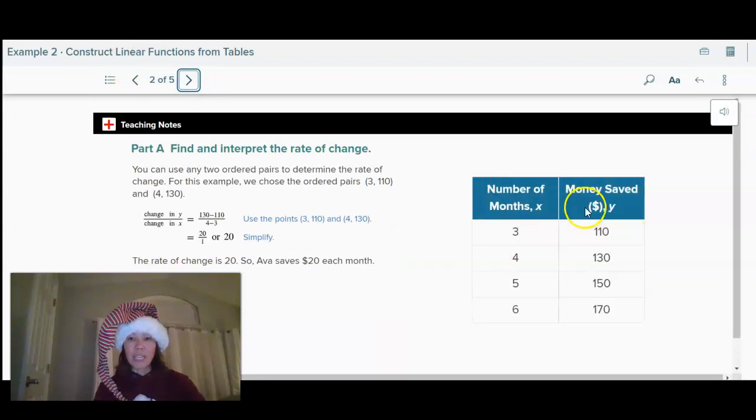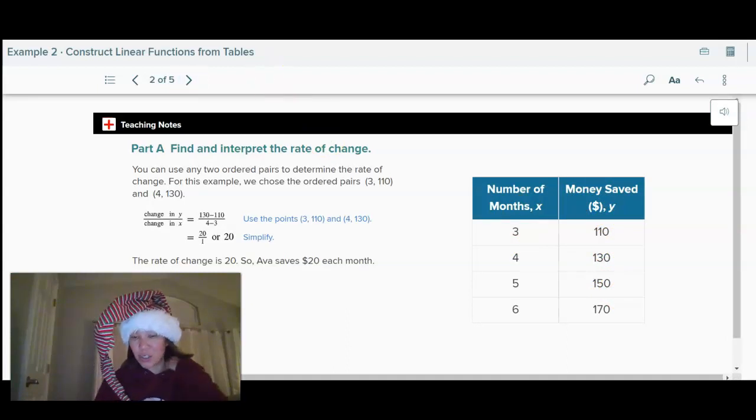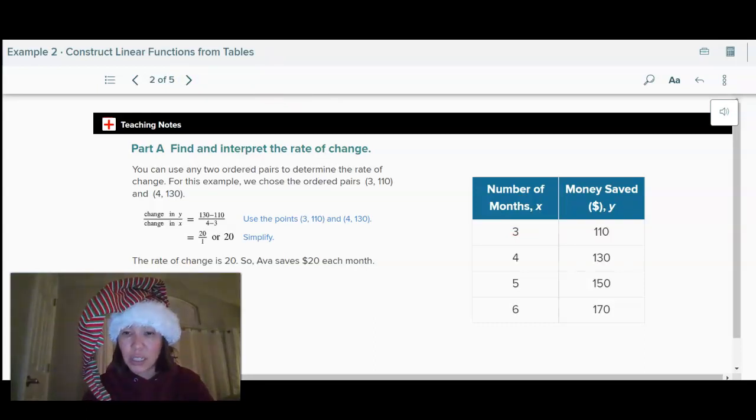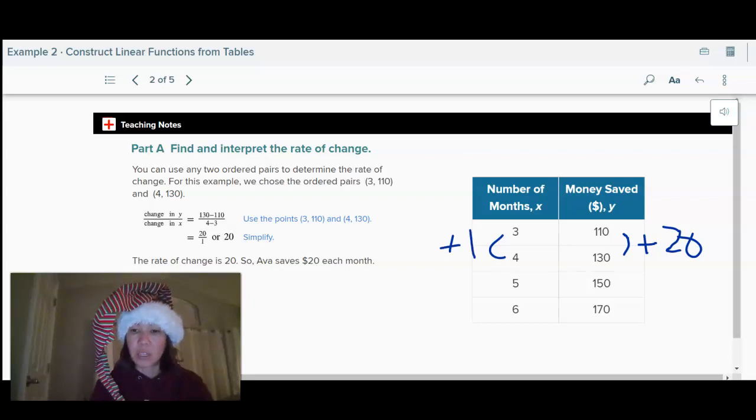Okay, so we can take any 2 points here on this table, and if you just want to keep it simple, you can just take the difference between these two. What's happening here is it's going up 20, and here it's going up 1, so we can do 20 over 1, just like we did before. The change in y is 20, the change in x is 1. So our slope, our rate of change, is 20.